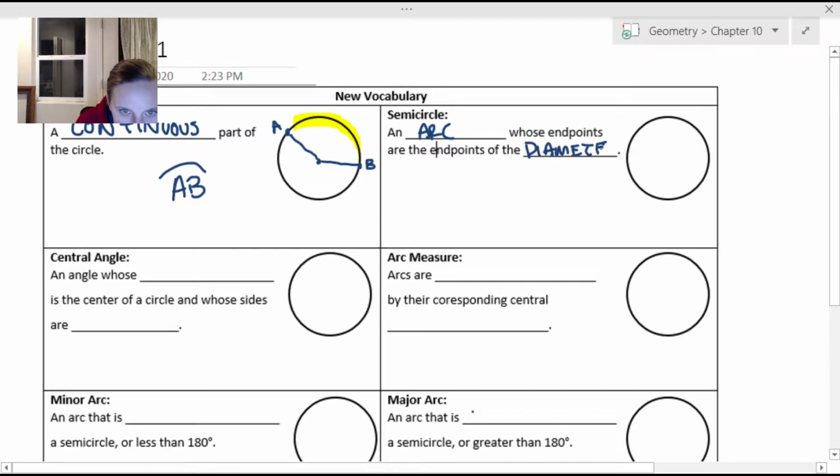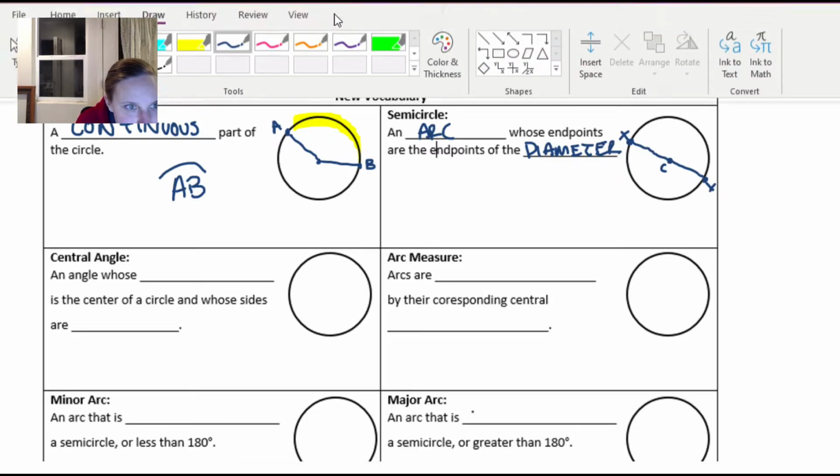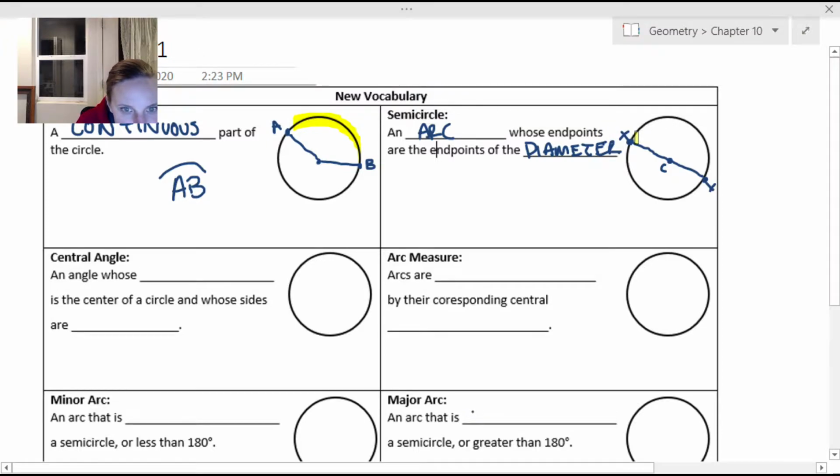So if this was the center, let's call it C, and we had this going from X to Y, this, let me highlight it, would be the semicircle.